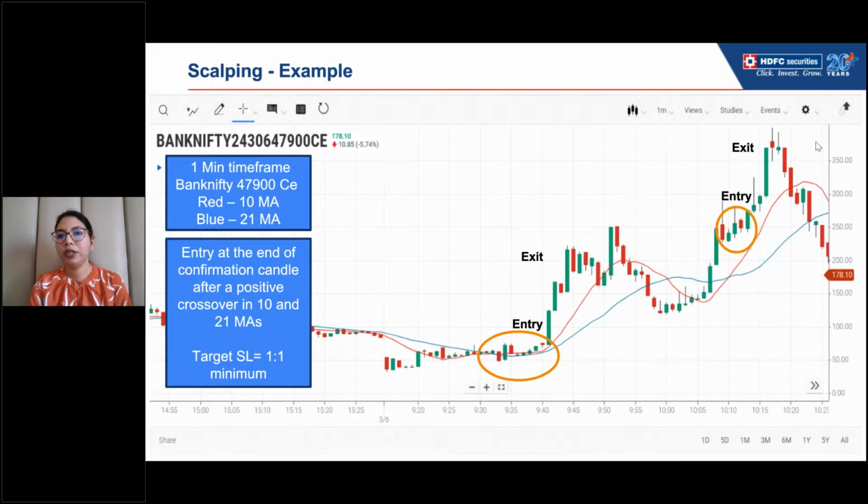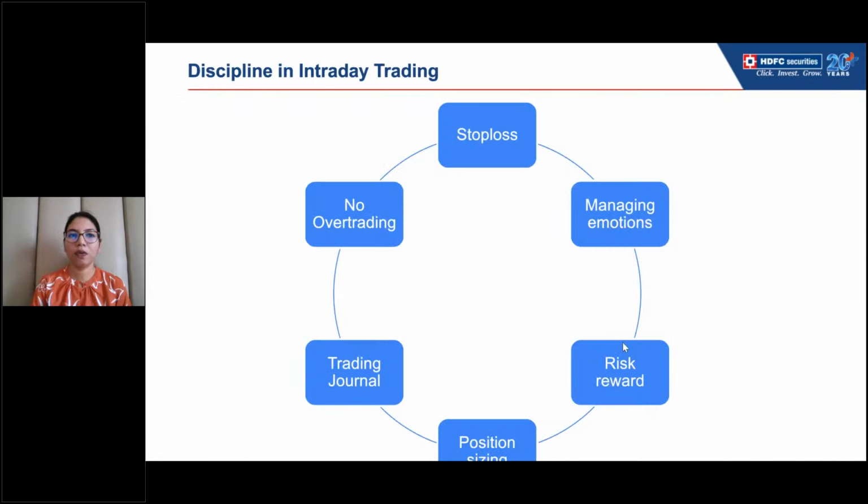And whenever there is a good trend, whenever there are very good momentums like this, you will always be lucky, let's say, in such a situation. Okay, so let's go forward. I hope you understood this particular setup for scalping. All right, so let's go forward, and now let's understand the discipline part in intraday trading.